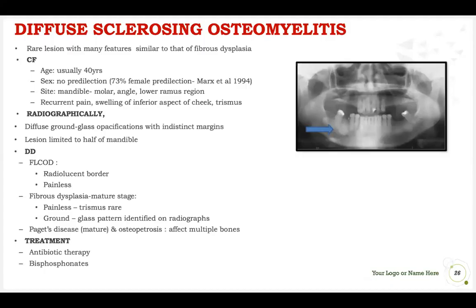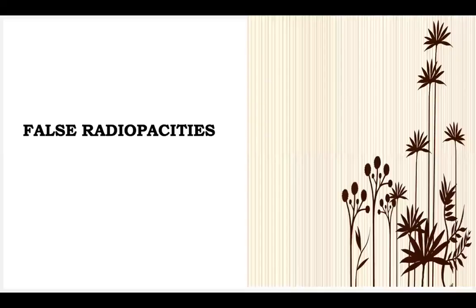In the generalized radiopacities, the first one is diffuse sclerosing osteomyelitis, a rare lesion with features similar to that of fibrous dysplasia. The most common site is mandible along with the molar, angle and lower ramus junction. There will be recurrent pain, swelling of the inferior aspect of cheek and trismus. We need to differentiate this from fibrous dysplasia and Paget's disease.